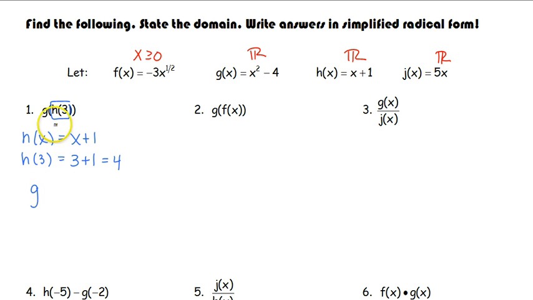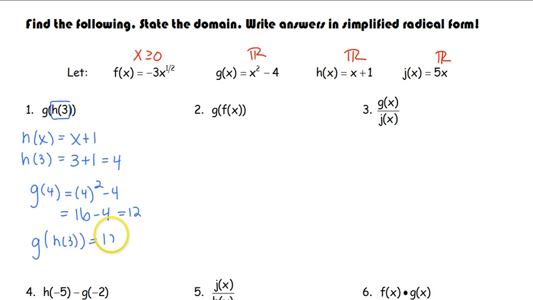So now instead of finding g of h of 3, we want to find g of 4. And our g of x is x squared minus 4. We're going to take out that x, and replace it with the 4 that's being squared. 4 squared is 16 minus 4 gives us 12. So g of h of 3 is going to be equal to 12. There is no domain that can be considered there because we evaluated for a number.